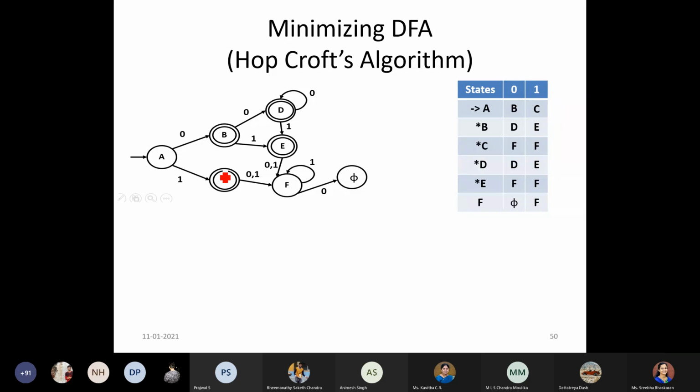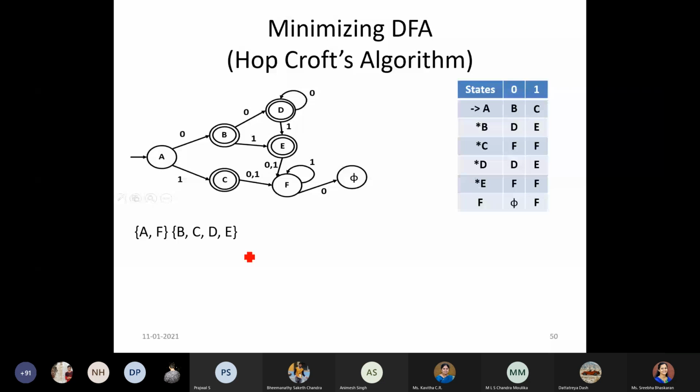Now, according to this DFA, the transition table has been generated and the initial state is represented using an arrow. Final states are represented using a star. Okay. So now how do we start? For minimizing the DFA, our first step is we have to group it based on final states and non-final states. We group all final states together and all non-final states together. So A and F, which are non-final states, have been grouped together. B, C, D, E, which are final states, are grouped together.